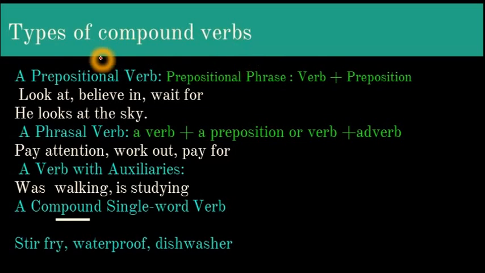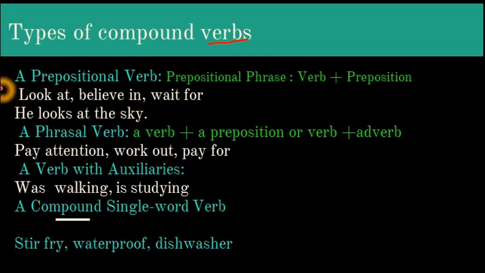In a compound subject, two or more subjects share the same verb. In compound verbs, two or more verbs share one subject. There are four types of compound verb: a prepositional verb, a phrasal verb, verb with auxiliaries, and a compound single word verb. Let's see what a prepositional verb is.